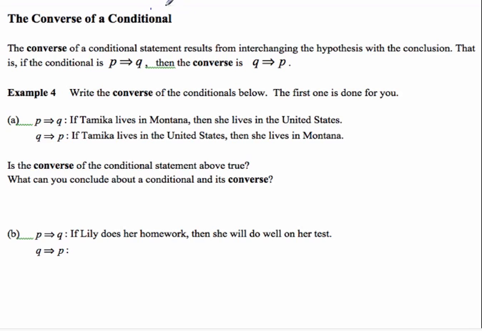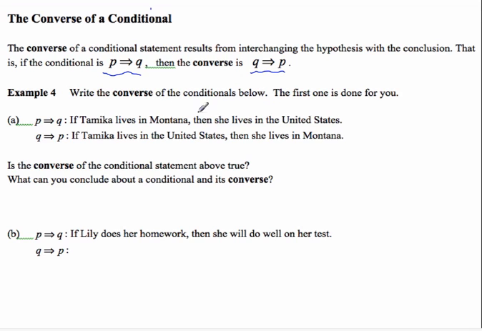Hello, this is Mr. Collier, and today we're looking at the converse, the inverse, and the contrapositive of conditional statements. So if you have a conditional statement like P implies Q, then the converse is Q implies P.